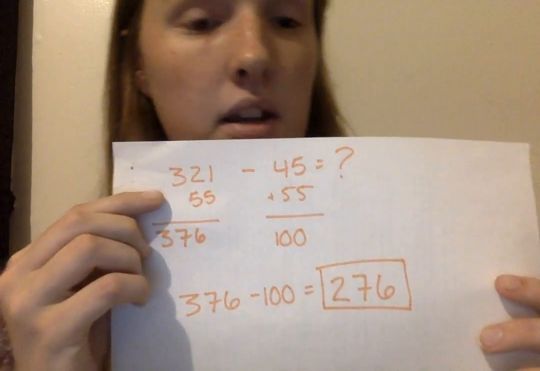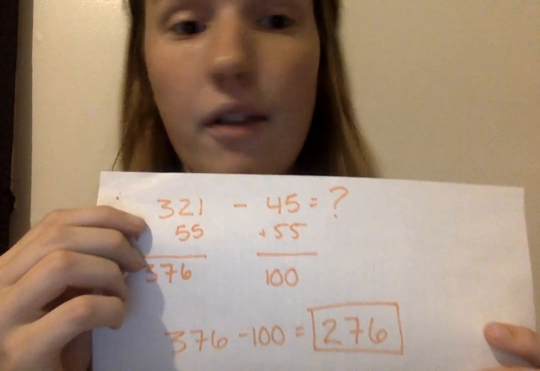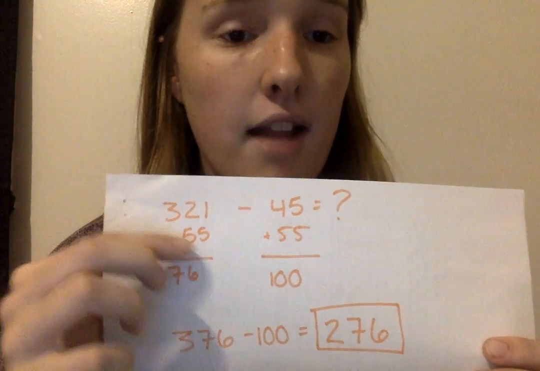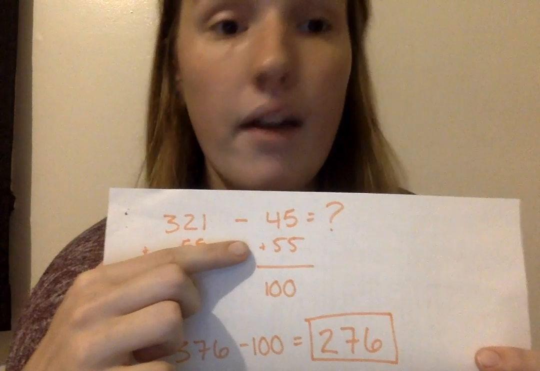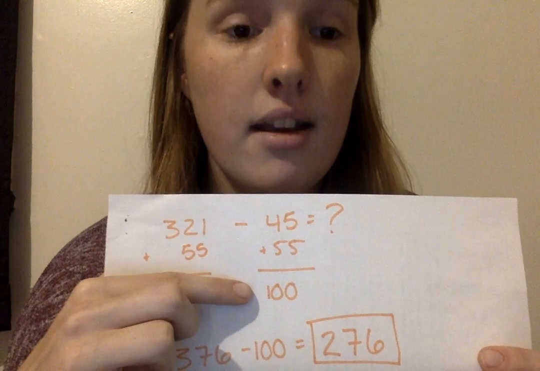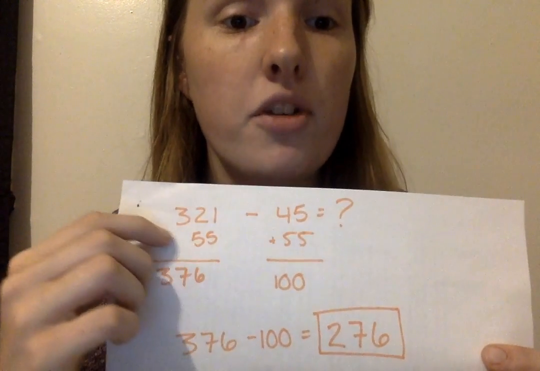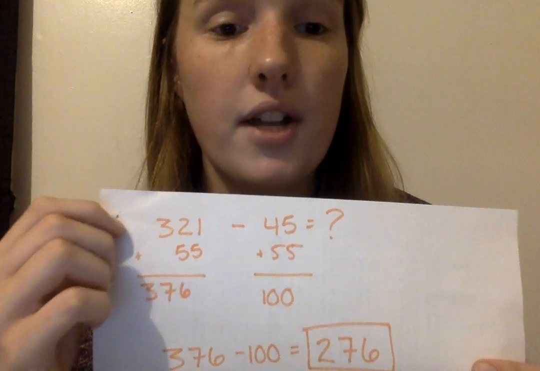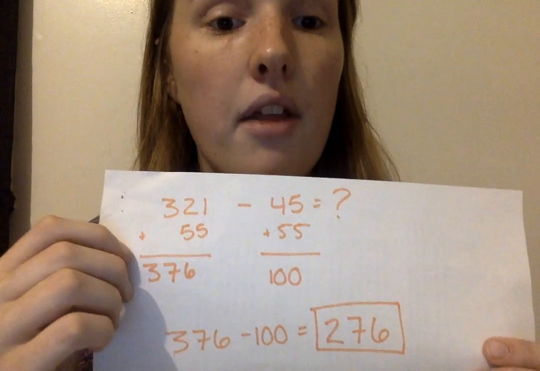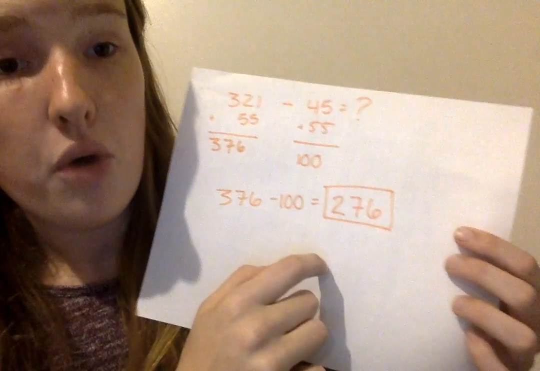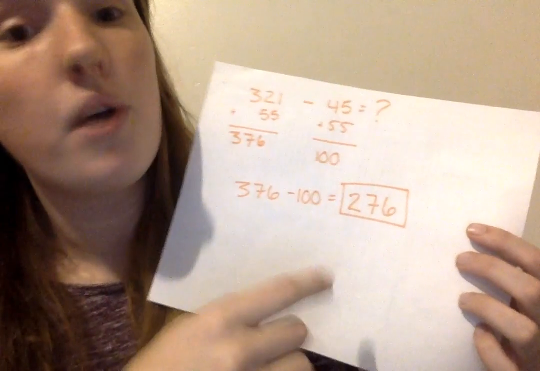I took my same problem of 321 minus 45 and I added 55 to both sides. I added 55 to both sides because I knew that if I added 55 to 45, I would get an easy 100. Because I added 55 to 45, I knew I needed to add 55 to 321. I got 376. I then had the problem 376 minus 100, which I could do in my head and I knew was 276.